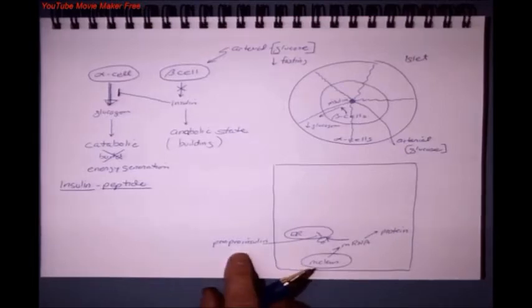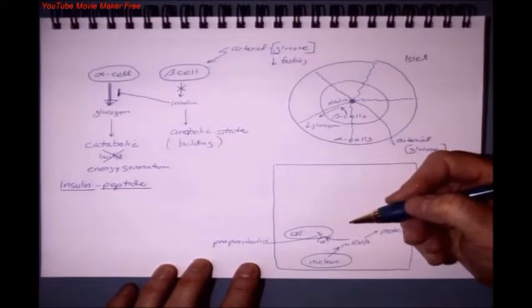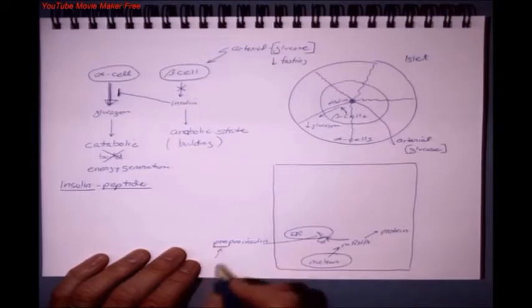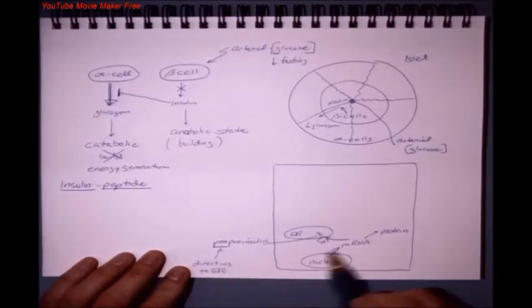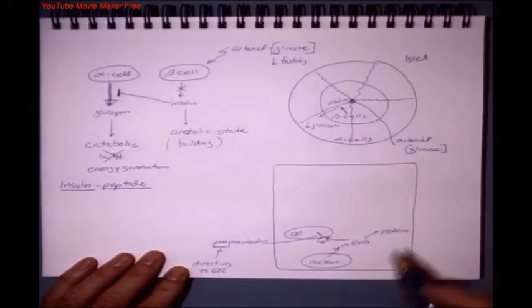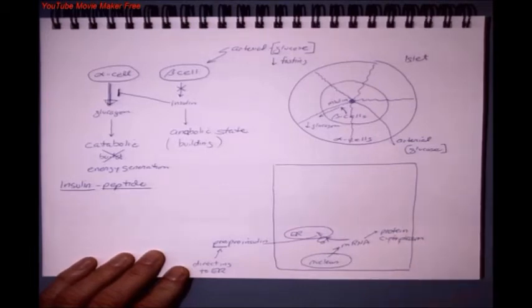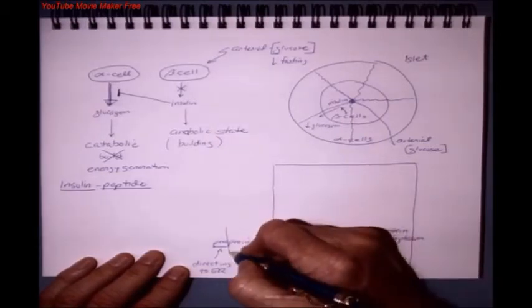So the pre-proinsulin is this polypeptide coming out of the ribosome into the lumen of the ER. The pre-sequence is directing this to the endoplasmic reticulum. It's a sequence recognized by the ribosome to put this into the endoplasmic reticulum rather than translate this in the cytoplasm. This pre-sequence gets cleaved off in the endoplasmic reticulum.